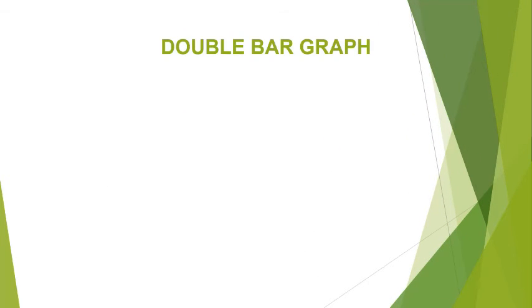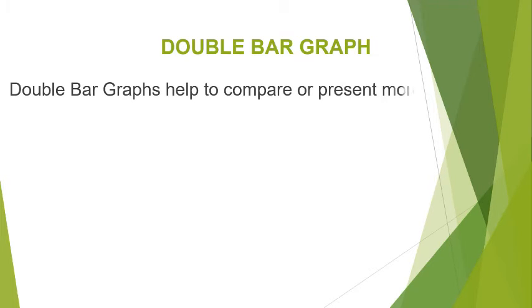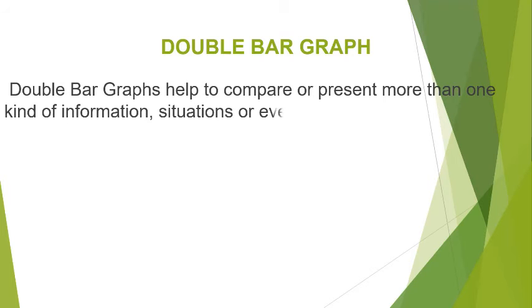Now comes your double bar graph. Double bar graph is used to display two sets of data on the same graph. In this graph, the information is related and it compares one set of data to another. We can also say that it is a graphical display of information using two bars besides each other at various heights.